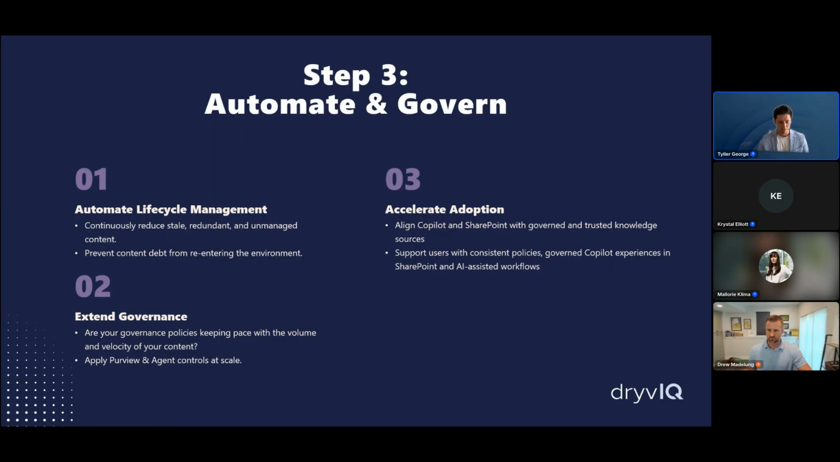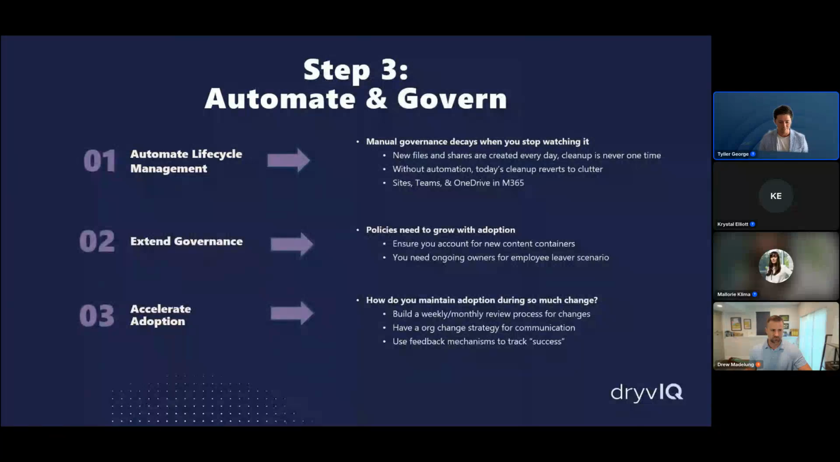And then the third is to accelerate adoption the right way. This means don't just enable users to use Copilot, but help them use it within a governed environment. Have consistent policies across your ecosystem, have trusted knowledge sources, and good training. And experiences in SharePoint will reinforce what good looks like here. So the final phase, to summarize, is about making your content governance sustainable. And the good news is you have native and partner tools that will help with this work.